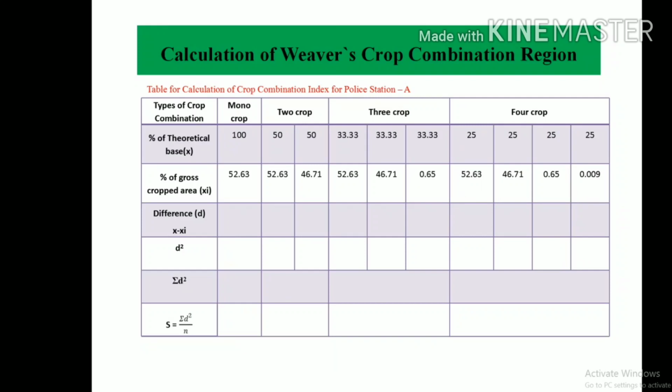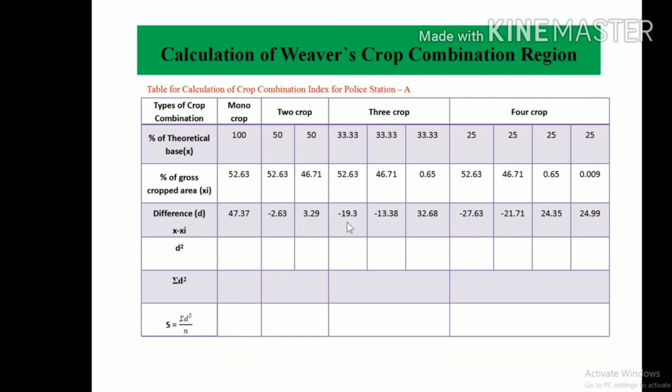Now you have to differentiate from the theoretical base, that is X, to percentage of gross cropped area, that is xi. So you have to find the difference from x to xi for each type of crop combination. You can see for monocrop that is 47.37, for two crop first one is minus 2.63, second one is 3.23. In this way you have to differentiate from x to xi.